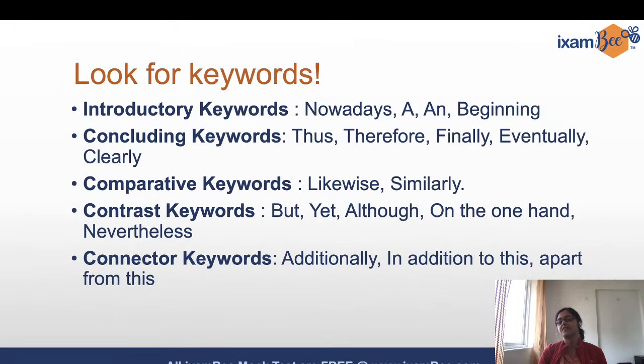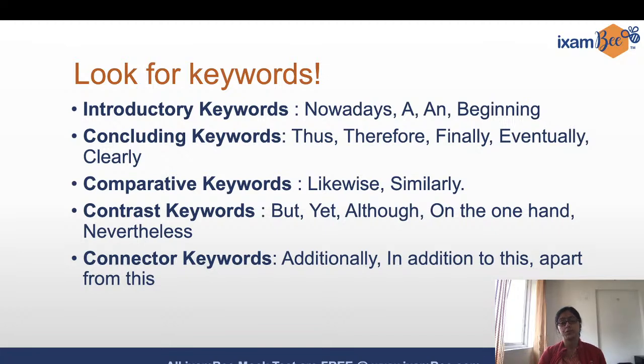Next strategy would be, this is a very, very important strategy. We need to look for keywords. These keywords can be classified as keywords that we can usually find in the beginning of sentences, keywords that usually lead to a conclusion. We have keywords that compare, right? So if they are comparing, obviously they form a pair, okay? Also, if they are contrasting, they are forming a pair. Same with connecting, yes? So we have keywords like nowadays and beginning. They are introducing the sentences. Thus, therefore, finally, eventually, clearly, these seem to clinch an argument, that seem to summarize.